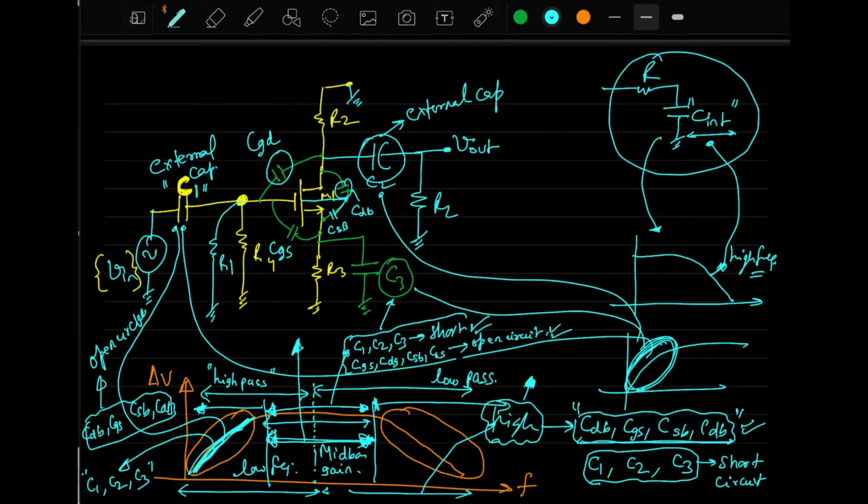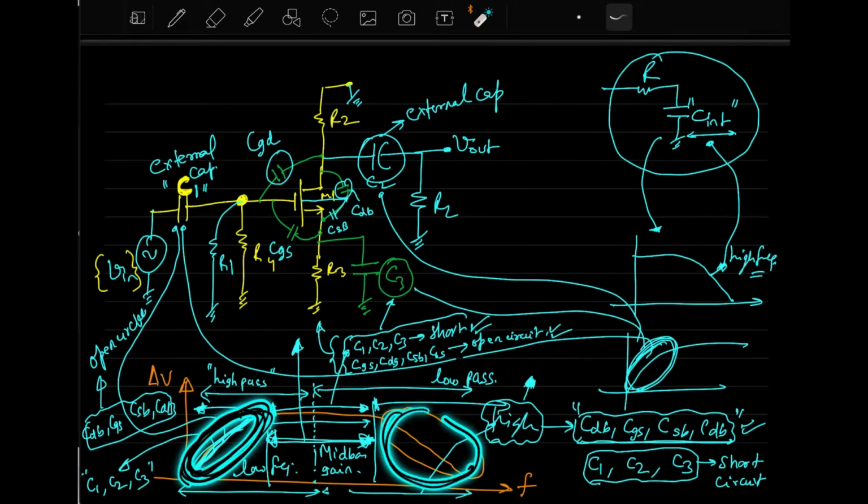But now we are interested in understanding the roles of these capacitances in the voltage gain analysis. That's why we are interested in these regions, the high pass region and the low pass region. So now we are interested in this and this.